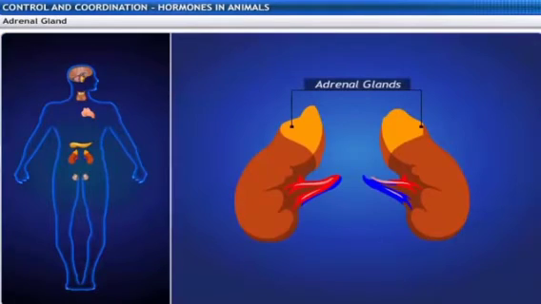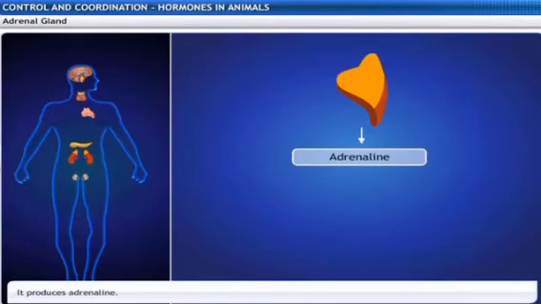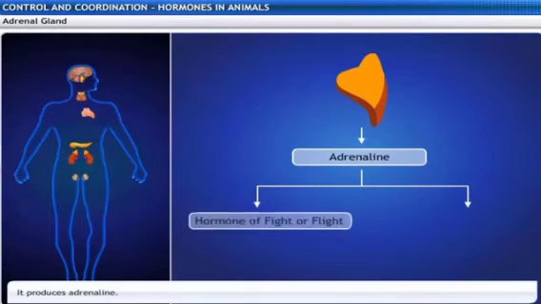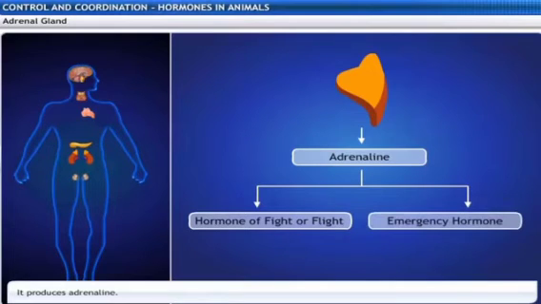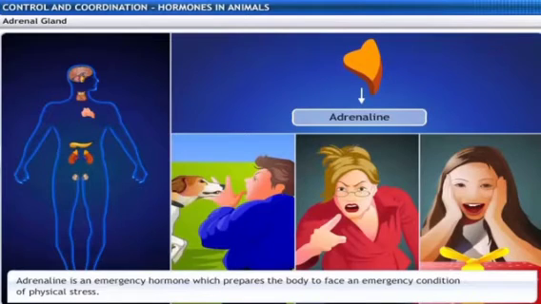The adrenal gland is located above the kidney, hence suprarenal glands. It secretes a hormone called adrenaline. This hormone is also called the hormone of fight or flight, or the emergency hormone. It prepares the body to face an emergency condition of physical stress like danger, anger, and excitement.